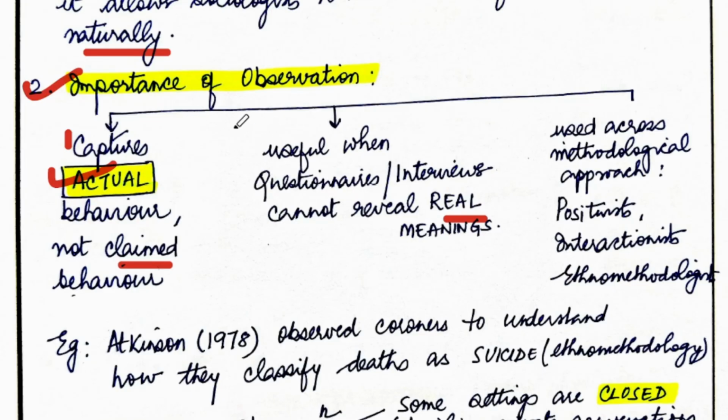Third, it is used across a range of methodological approaches like positivist, interactionist, ethnomethodologist, because it helps the researchers understand both the structure and the process of everyday social life. So it is used across methodological approaches.